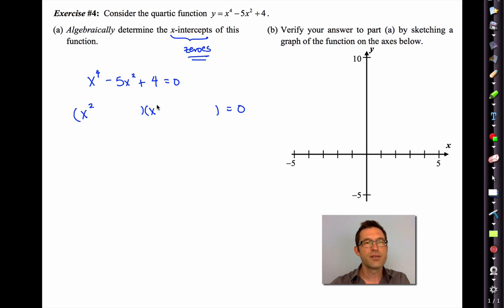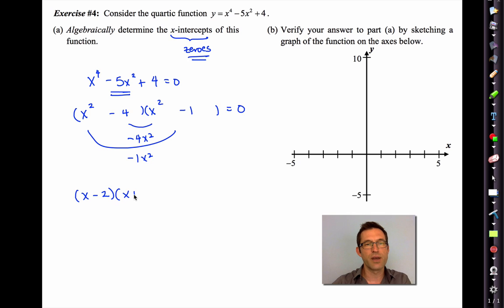Now, this would have to be an x squared times x squared to give me an x to the fourth. But then we can have a minus 4 and a minus 1, right? And that gives me negative 4x squared and negative 1x squared, and those combine to be that negative 5x squared. Then we can factor the x squared minus 4 into (x minus 2)(x plus 2), and the x squared minus 1 into (x minus 1)(x plus 1).